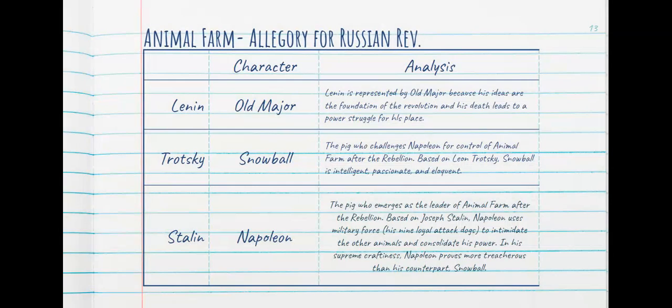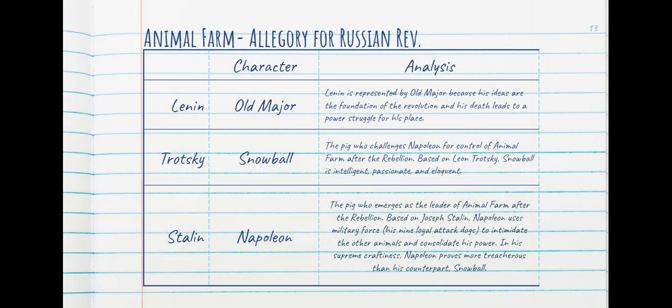We're going to talk about Animal Farm, which was the May 15th analysis and stuff that we were talking about today. And so basically, this is an allegory for the struggle of power between Lenin, Trotsky, and Stalin. So Lenin is this overall old guy. Lenin is the one who has the idea. He is represented by this character of Old Major in the book.